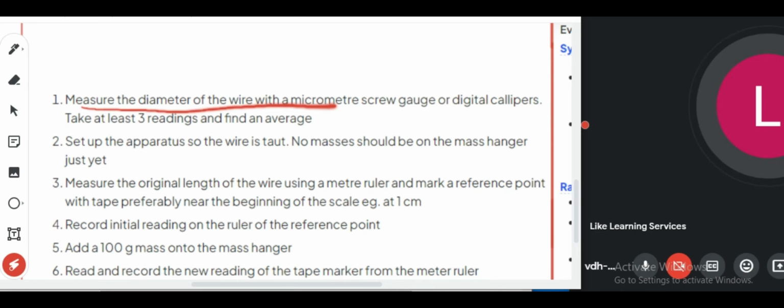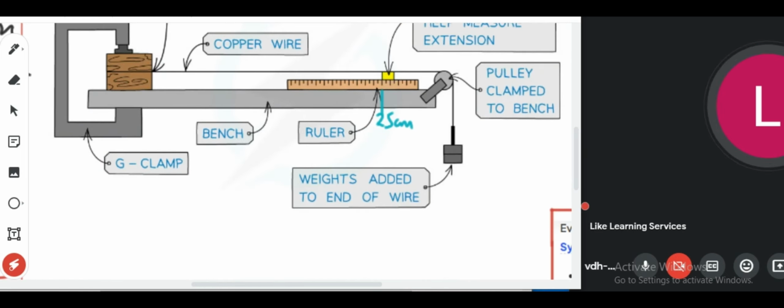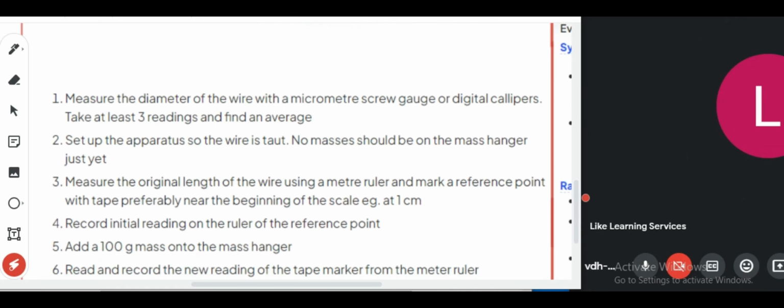So measure the diameter of the wire with a micrometer screw gauge, take at least 3 readings and find an average. Set up the apparatus so that the wire is taut, properly tensioned. This wire will make sure it is properly stretched, or taut, when no mass is hanging. So no mass should be on the mass hanger. And then we measure the original length of the wire using a meter ruler and mark a reference point with a tape, preferably near the beginning of the scale.